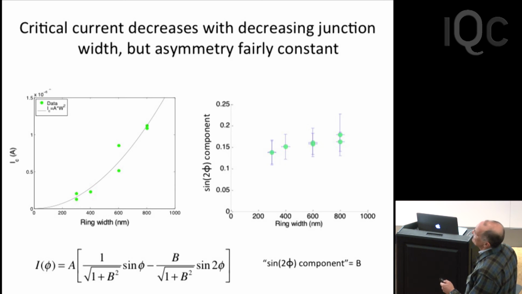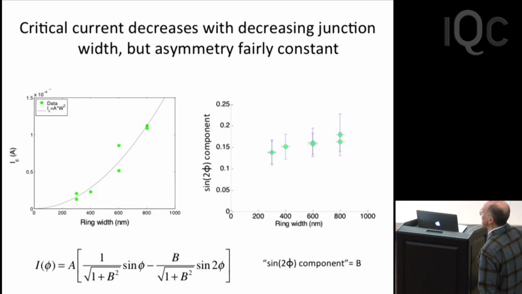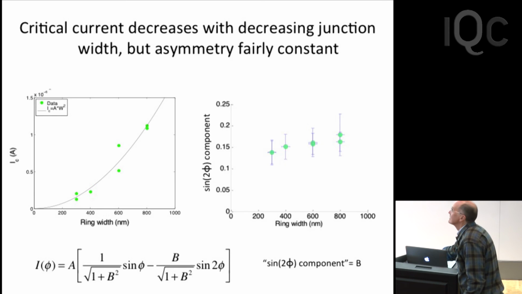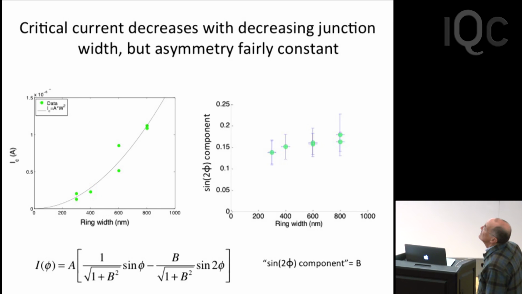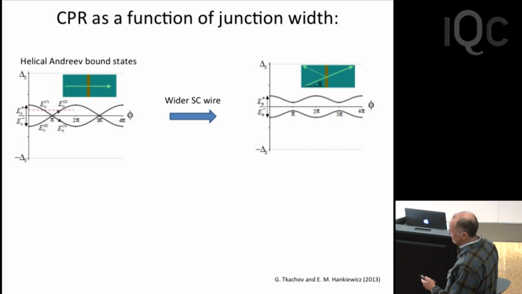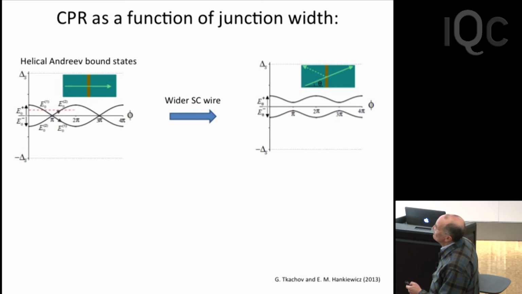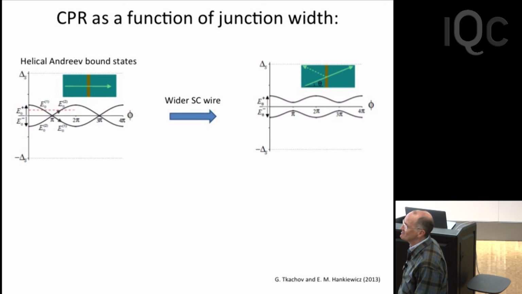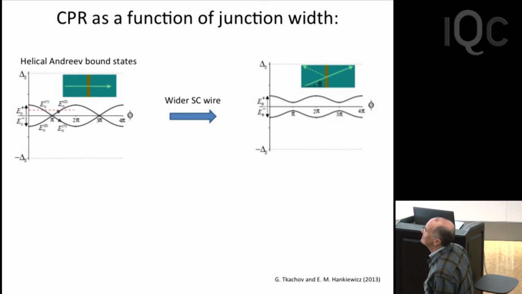The measure of the asymmetry, the skewness of this current phase relationship really doesn't change much with ring width. And this is perhaps understandable. If you look into some of these theories, in particular this one by Tkachov, what they do is, first they calculate what the Andreev bound state should look like for an infinitely narrow junction.